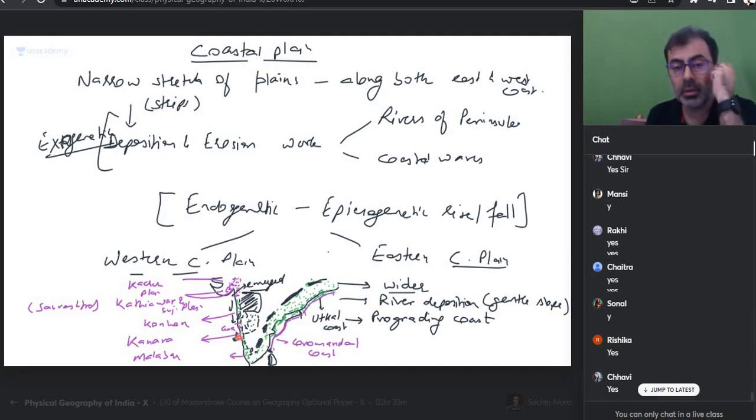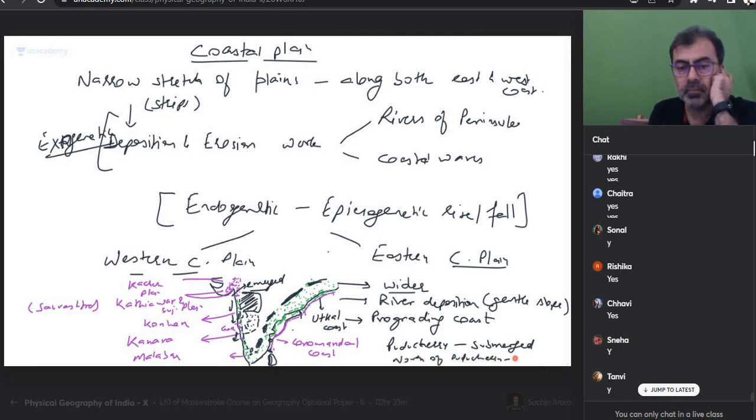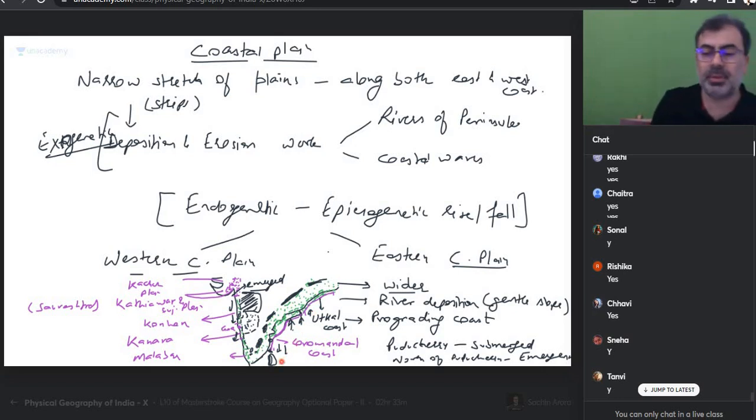Get that? On the east coast, do you know Puducherry? The region near Puducherry was submerged. North of Puducherry is emergent coastline. So some part is down, this part is up. As I said, mixed response has happened.